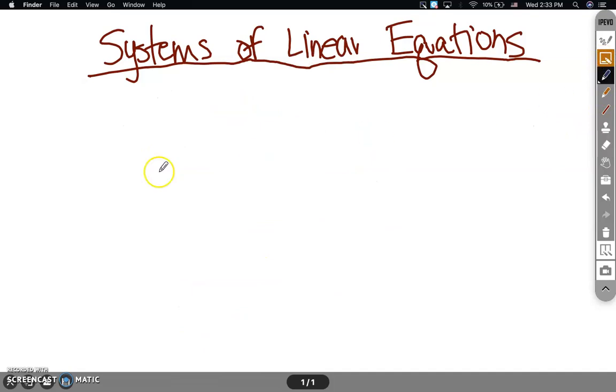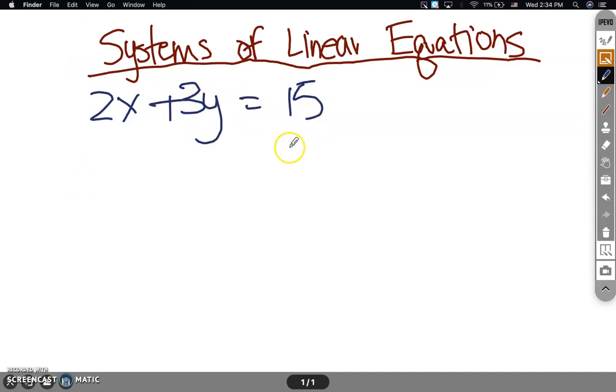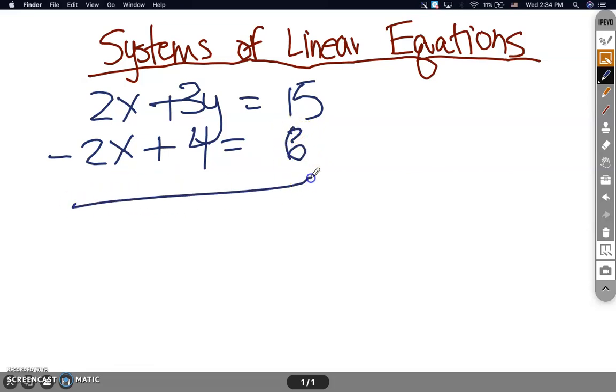Okay? Elimination method. So now, let's say I have 2x plus 3y equal to 15, okay? Then I'll do negative 2x plus, let's say, 4y equal to, let's say 6, okay? Now let's solve it.